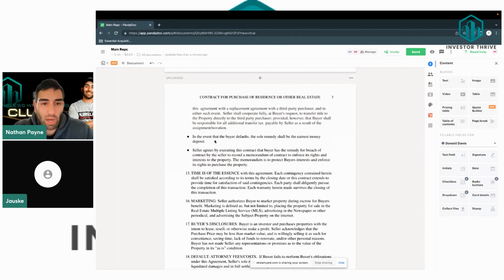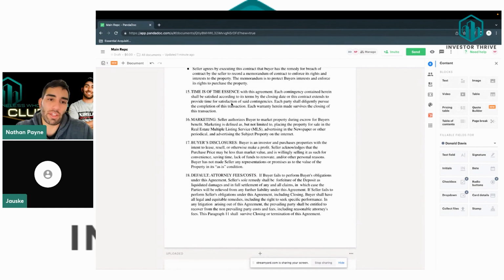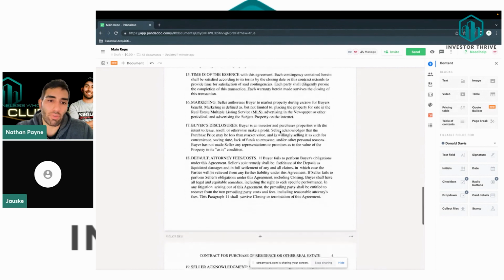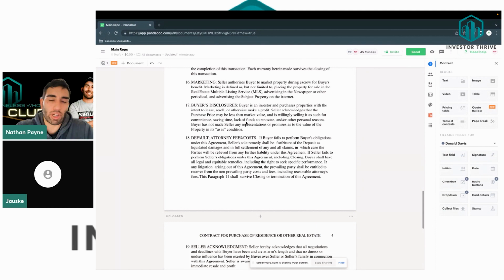In the event that the buyer defaults, you get our earnest money. The seller agrees by signing this that he can't go sell with someone else. Time is of the essence to close the deal. This allows us to market the contract on the MLS if we want to. We're telling them that we do that if we need to. Buyer disclosures, that's to protect us so they can't sue us in the future after they see we make money, because we're telling them right now we're here to make money.